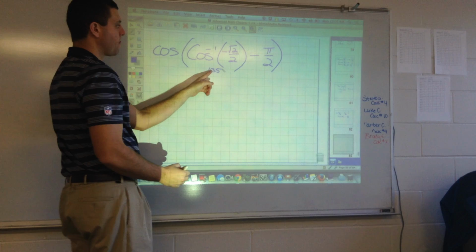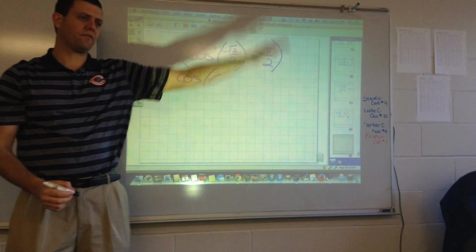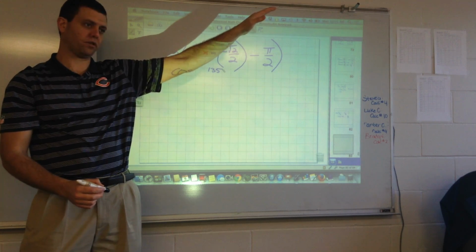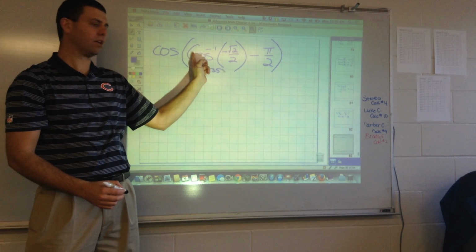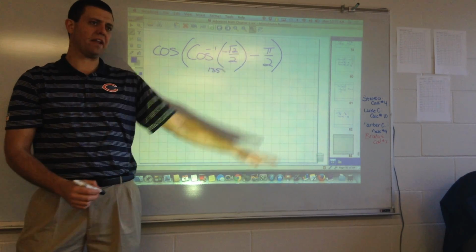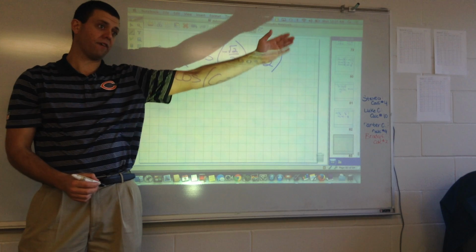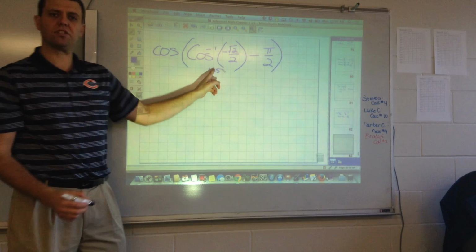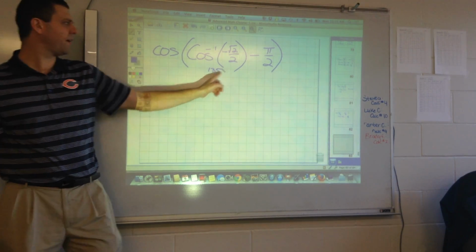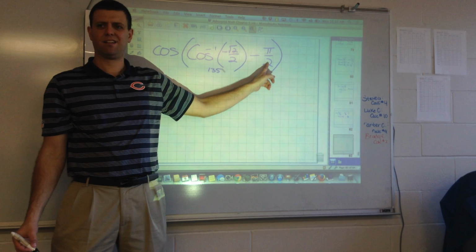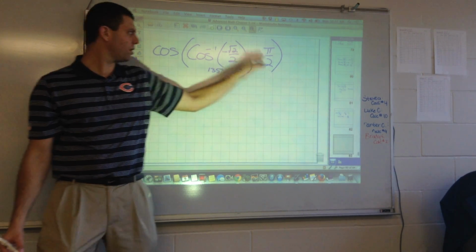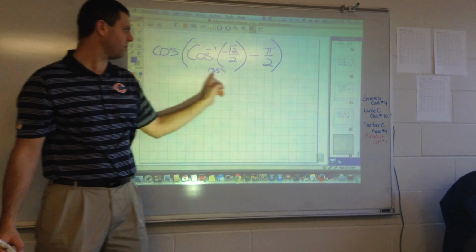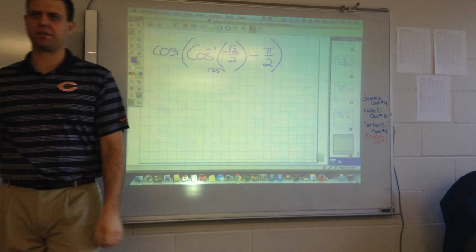Wait, why isn't it 45? Because it's negative. A 45-degree angle has a cosine value of a positive root 2 over 2. We're looking for the angle whose cosine value is negative, and that doesn't happen in the first quadrant. You're right, it's a 45, but it's got to be a 45-degree angle in the second quadrant. So this is 135, but if you change this to 135, what do you have to change this to back here? 90. If you're going to use degrees, you have to change that to a 90-degree angle and take 135 minus 90 degrees.